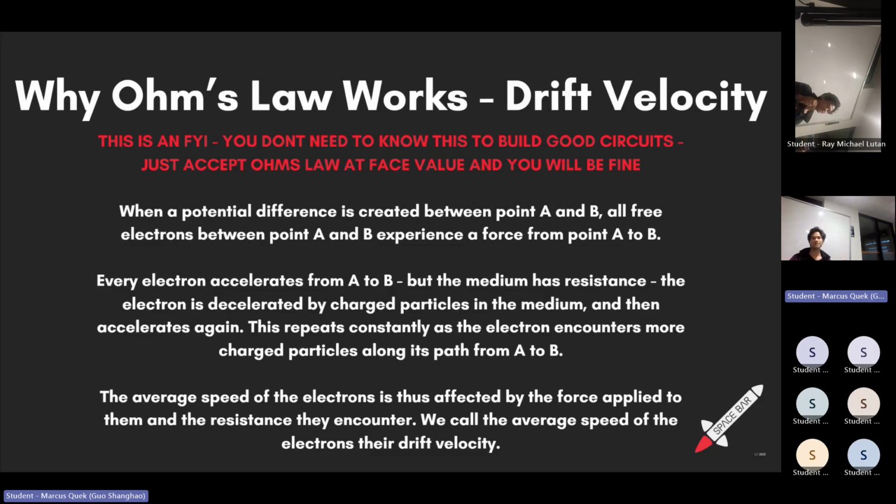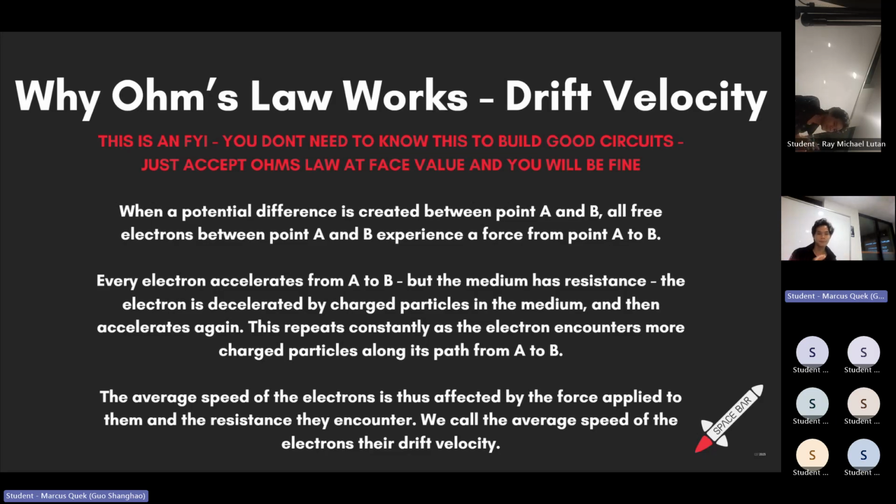But because the medium has resistance, the electron is decelerated as it encounters charged particles in the medium. And then it accelerates again. This repeats really fast because there's a lot of charged particles in the medium. So therefore, you have a lower average velocity as you accelerate and decelerate. All right. So we call the average speed of the electrons their drift velocity. And this is way slower than the speed of light, by the way. The electrical signal travels at near to the speed of light, yes. But the actual electrons, they don't actually move that fast.